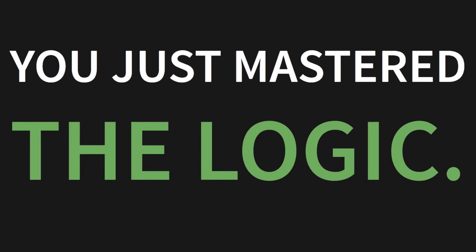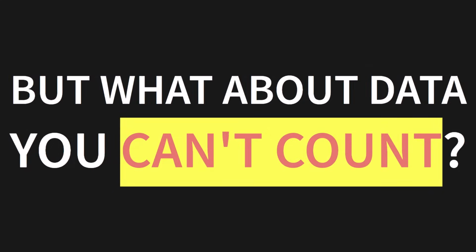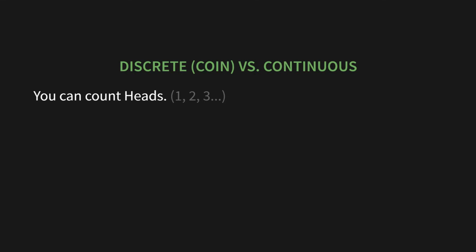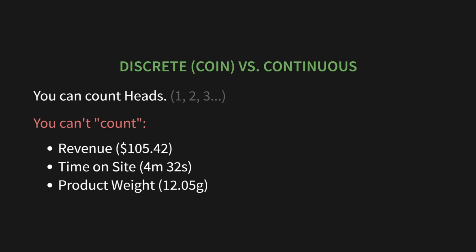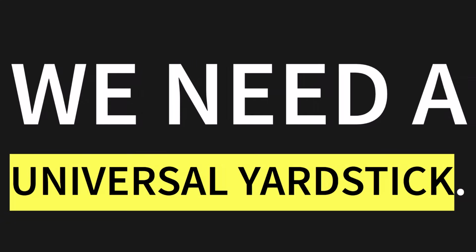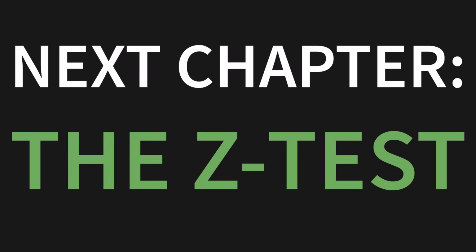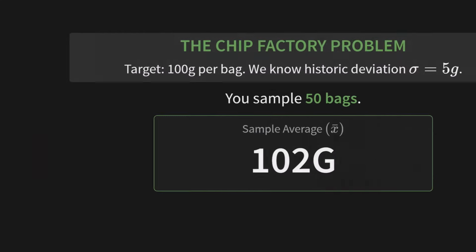But here's the next challenge. What about data that you can't count? A coin flip is what we call discrete data. You can count the number of heads, 1, 2, 3, and so on. But you can't really count things like revenue, which could be $105.42, or time on a site, which might be 4 minutes and 32 seconds, or the weight of a product, like 12.05 grams. This is continuous data. To handle both kinds of data, we need a universal yardstick, a single tool that can measure anything. And that brings us to our next chapter, the Z-test.